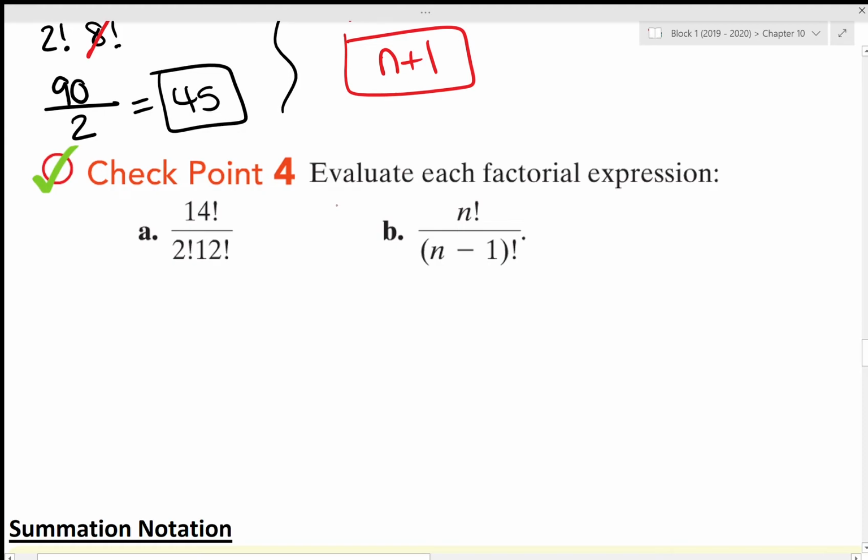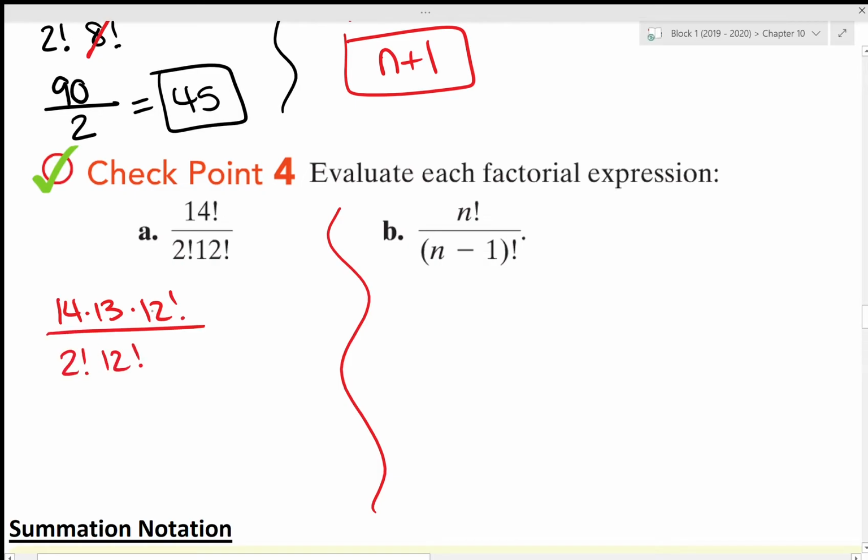Okay, so for A, which one's bigger out of all these? 14. The next biggest one on bottom is 12, so I'm going to rewrite 14 as 14 times 13 times 12 factorial, all over 2 factorial times 12 factorial. Cancel out the common factorials. 14 times 13 is 182. 2 factorial is 2, so I get 91.